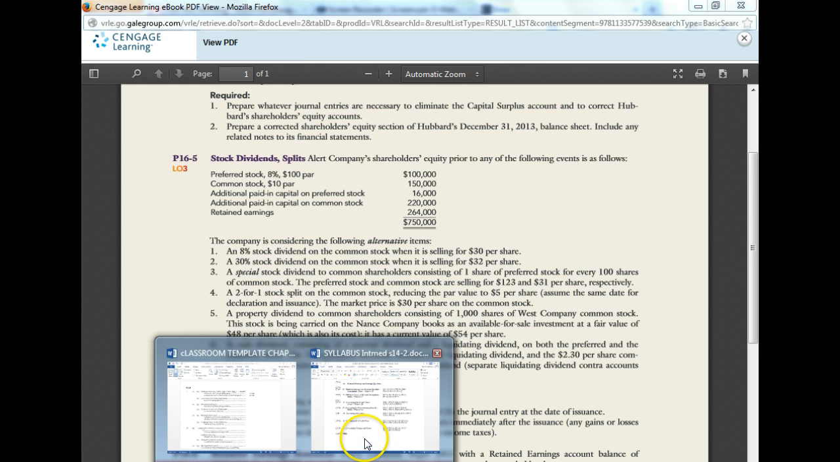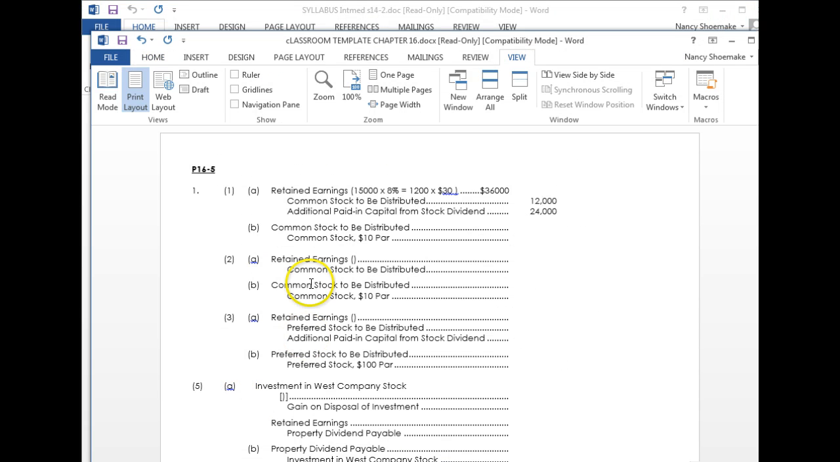Next one, B. Oh, sorry. B is what we do when we declare it. And then once it's distributed, what are we going to show? We're going to show our debit of $12,000, and then it becomes $12,000 of common stock, $10 par. We've already debited our retained earnings and credited our additional paid-in capital. The only difference is we get rid of the common stock to be distributed, and now it's just common stock. Any questions on that before we move on?